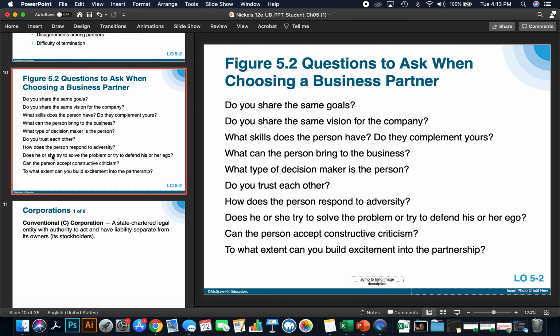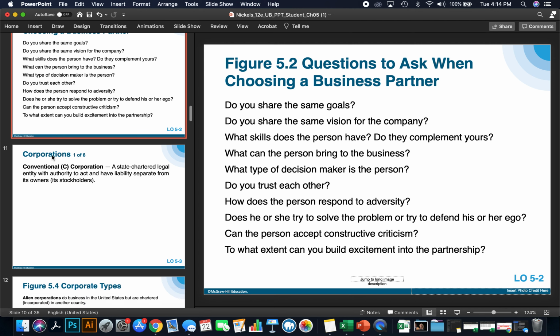So, when you're choosing a partner, here are some questions to ask yourself. Do they share the same goals? Do you share that same vision for the company? What skills does the person have? Do they complement yours? What can that person bring to the business? What type of decision maker is that person? Do you trust each other? How does that person respond to adversity? Does he or she try to solve the problem or try to defend his or her ego? Can that person accept constructive criticism? And to what extent can you build excitement into the partnership?